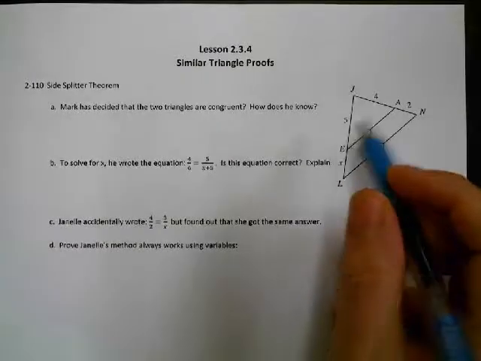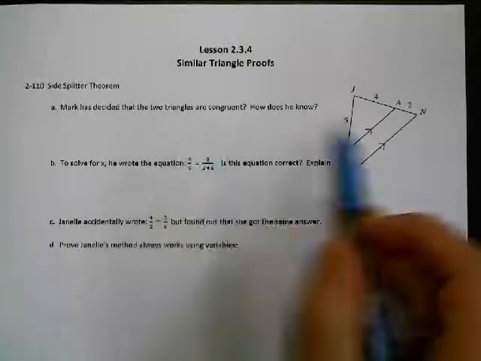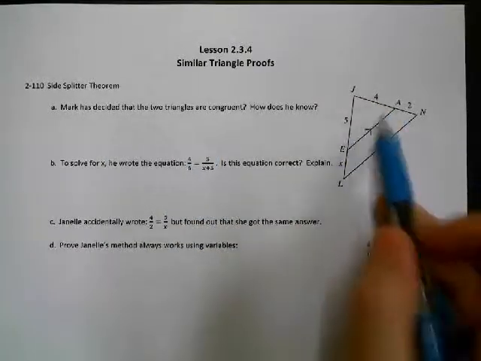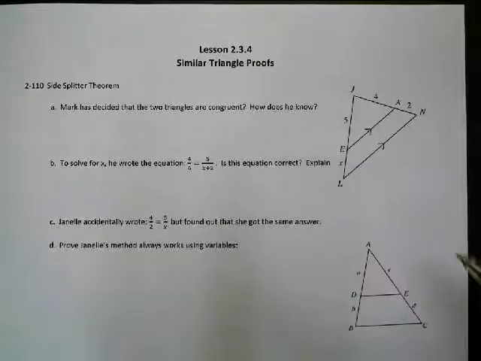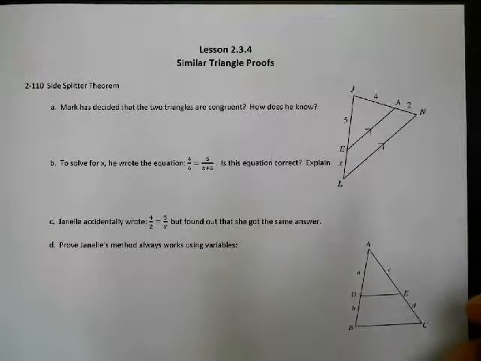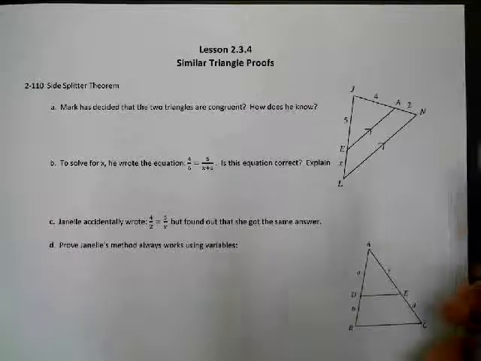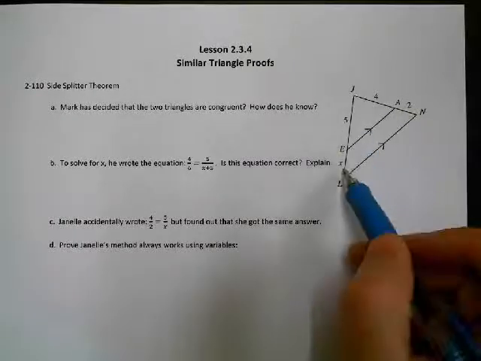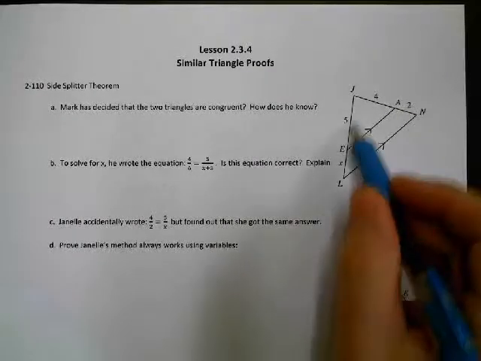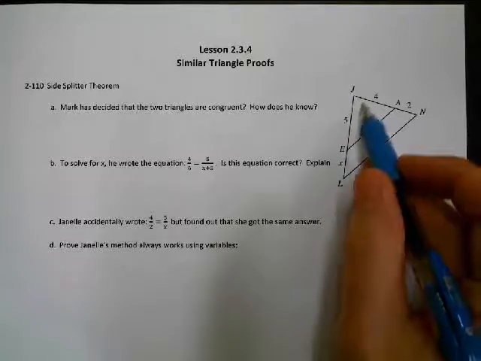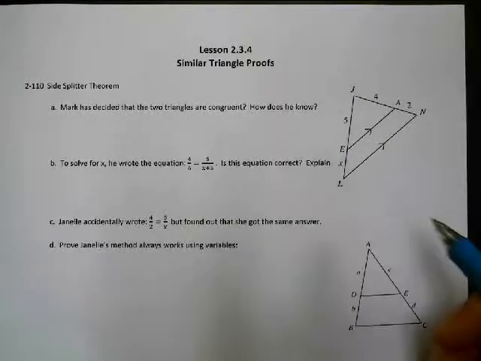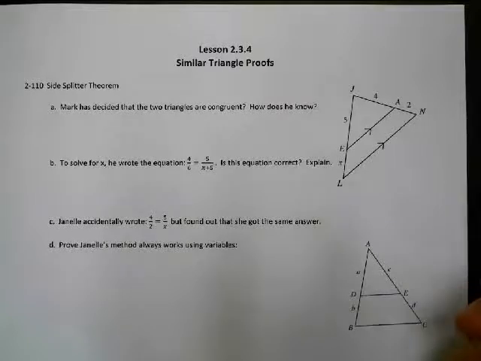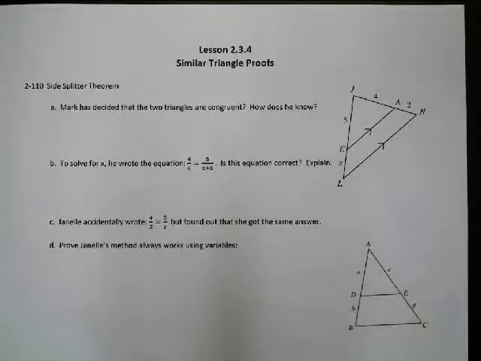So, side splitter theorem. Mark decided that the two triangles are congruent here. So you've got the small triangle on top and then the bigger triangle. He's got some side lengths. You might think we can try side angle side on this one, but we can't do side angle side because we don't know what this side length is on the big triangle, because this side length would be x plus 5. So we would only be able to try angle angle on this problem, and angle angle does work.